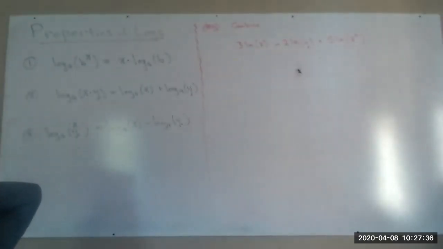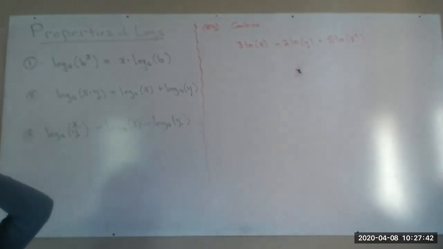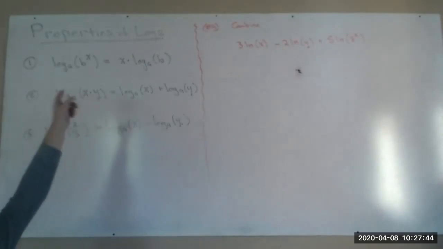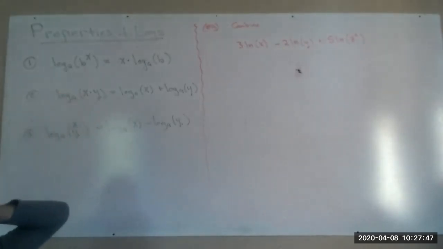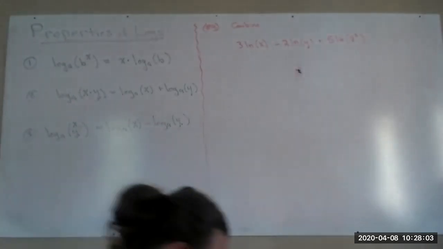So here I'm given 3 ln x minus 2 ln y plus 5 ln z squared. Each of those has a property one thing going on. Each of those has a number out front that I can bring in as a power. And that would be a good first step. Remember, try to just apply one property at a time. So I don't want to use either of the other two rules in this step. I'm just going to use one rule at a time.